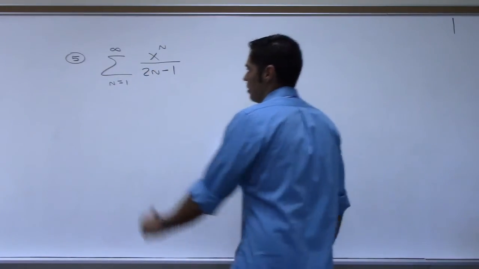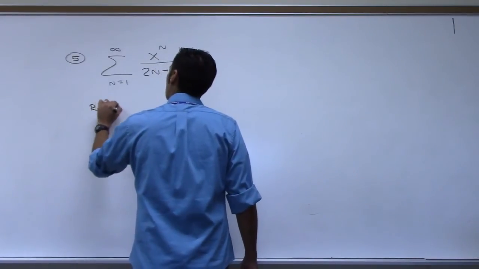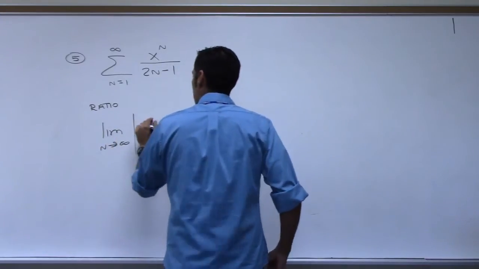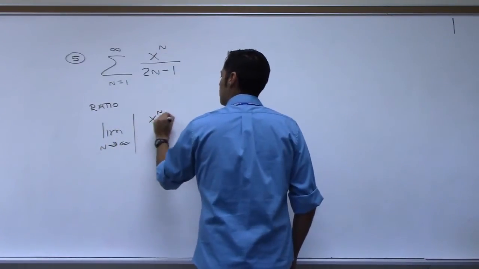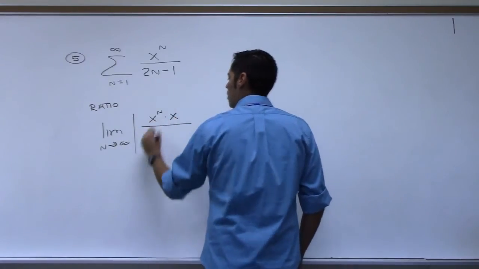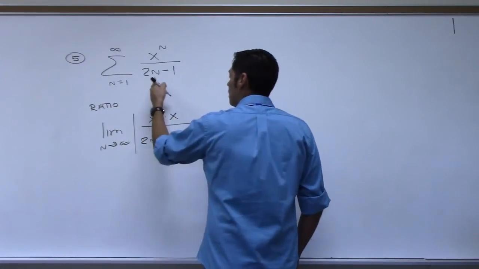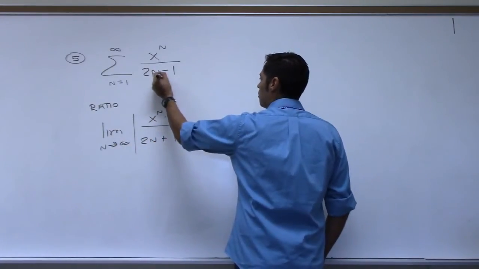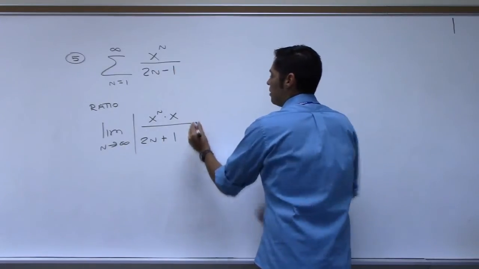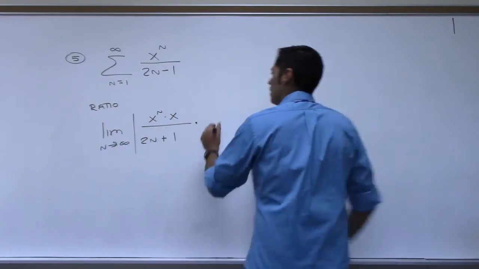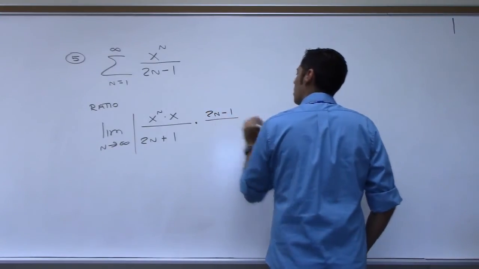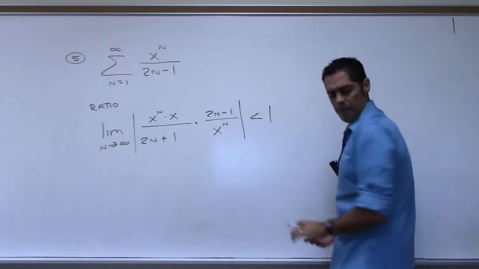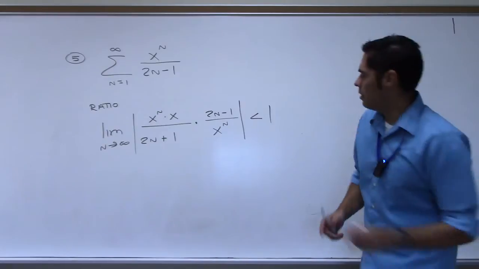All right, ratio test. I'm going to do limit, n goes to infinity, absolute value. Plug in n plus 1 first, so x to the n times x. Bottom, plug in n plus 1 right there. Be real careful there. It's 2n. Distribute through, we should get plus 1. So replace that with n plus 1, distribute the 2 through, subtract 1, you should get that. And then I'm going to divide this by that, so I flip it. 2n minus 1 over x to the n. I need that to be less than 1. So let's see what happens here. Cancellation.